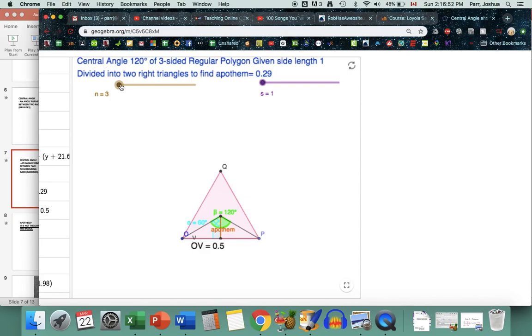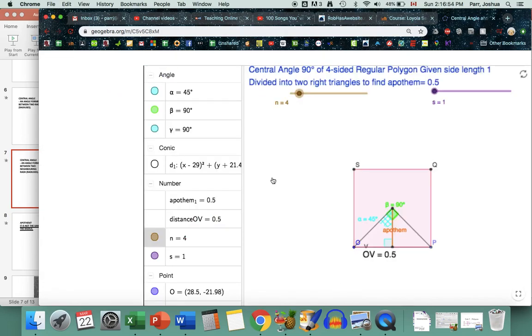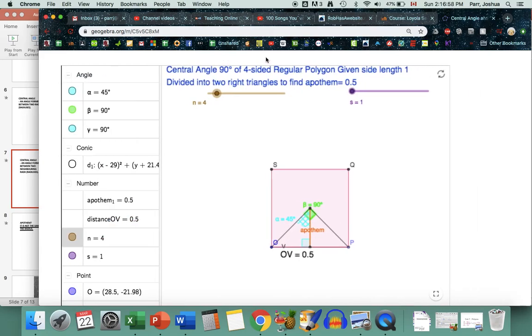If I add another side to make it a regular quadrilateral, which we usually just call a square, you'll see that the central angle here is 90 degrees, which is again 360 divided by the number of sides. There's 1, 2, 3, 4 sides. 360 divided by 4 gives me 90. That's also the same thing I would get if I were to extend this side and measure the exterior angle. It would be 90 degrees here as well.